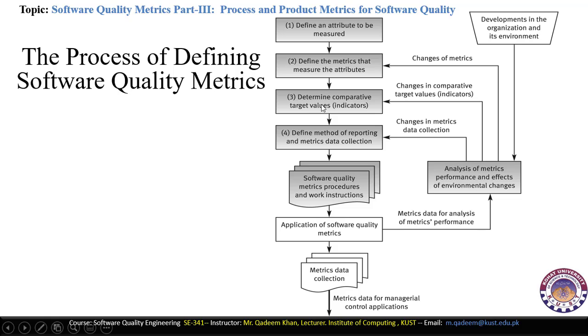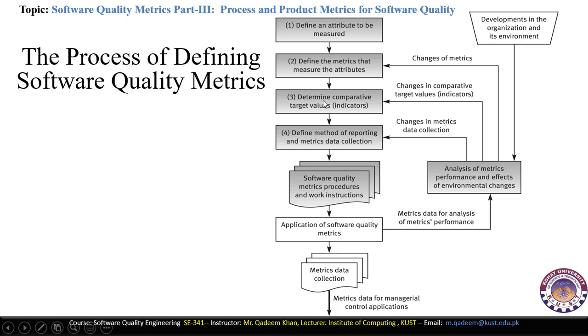Then we will determine the comparative target values, that are the indicators. Indicators are certain values which give us insight into the particular analysis. So indicators are in fact numerical values, and based on those indicators we take certain managerial decisions, whether we have to continue with that project, or shift that project to another organization, or to another technology, or to the group of another software engineers.